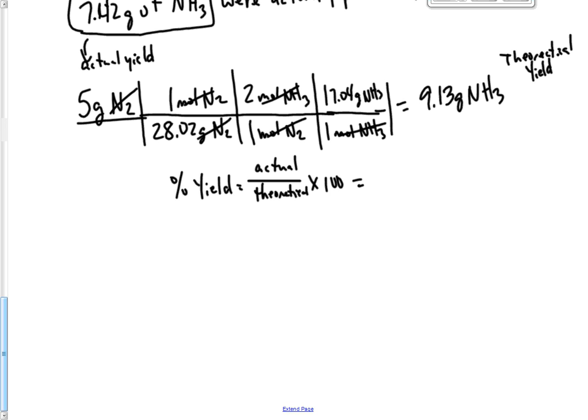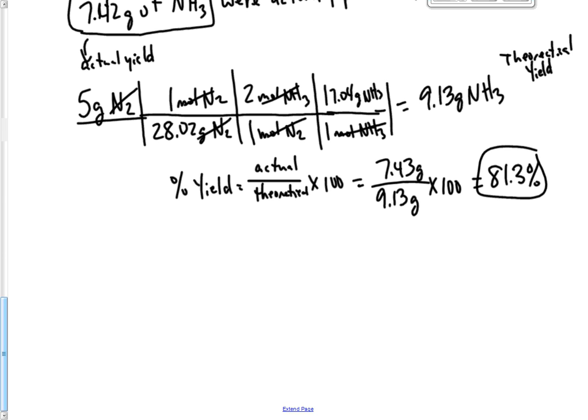So it tells us in the problem that we actually got 7.43 grams out of this experiment. And through math, we figured out that we should have gotten 9.13 grams. So you divide those two numbers, multiply it by 100, and you get 81.3% yield. So 81.3% yield is your answer here.